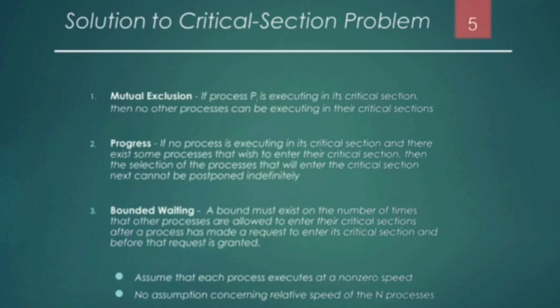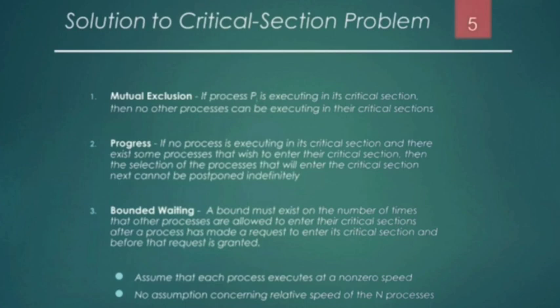Firstly, let's know about mutual exclusion. Here, if a process Pi is executing in its critical section, then no other processes can be executing in their critical sections. So this is very basic. And then coming to progress, it means if no process is executing in its critical section and some other processes wish to enter their critical sections, then only those processes that are not executing in their remainder sections can participate in deciding which will enter its critical section next, and this selection cannot be postponed indefinitely.